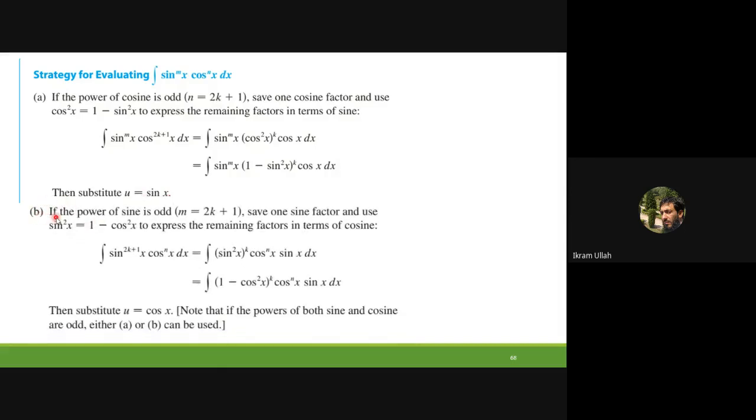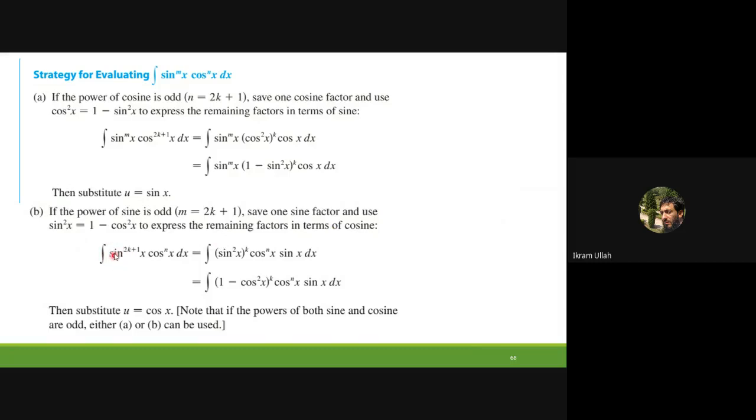Strategy number B. If the power of sine is odd, that is m is equal to 2k plus 1, save one sine factor and use sine square x is equal to 1 minus cos square x. Here, if the power of sine is odd, then express the remaining factor in terms of cosine.